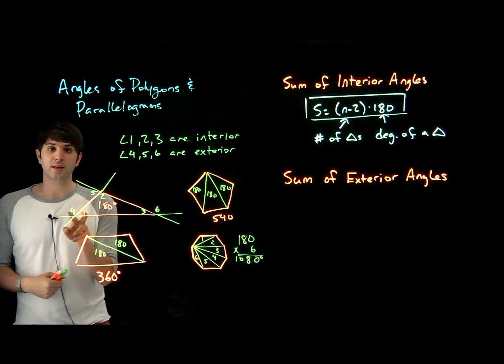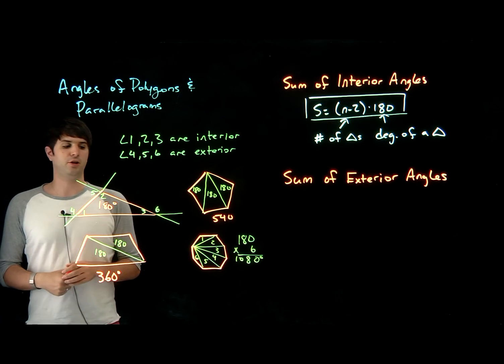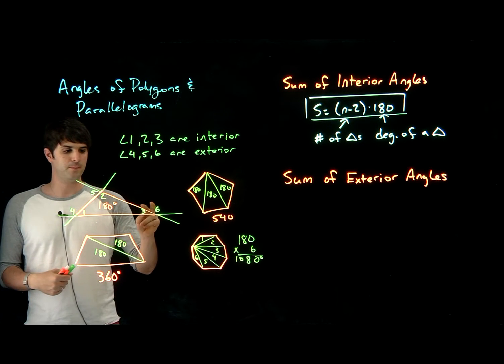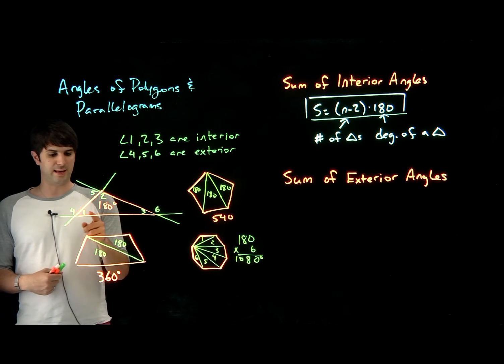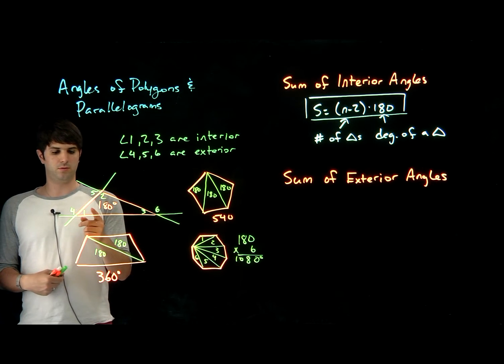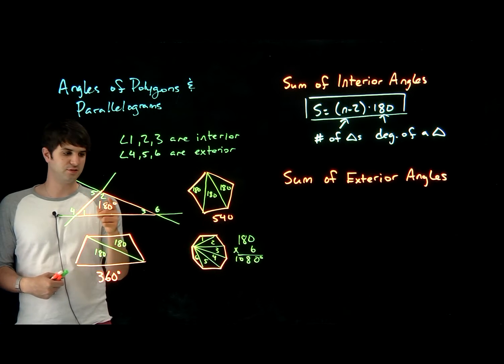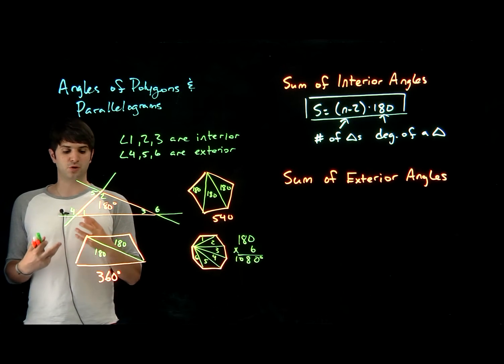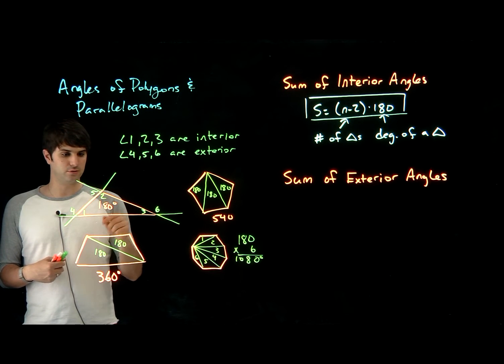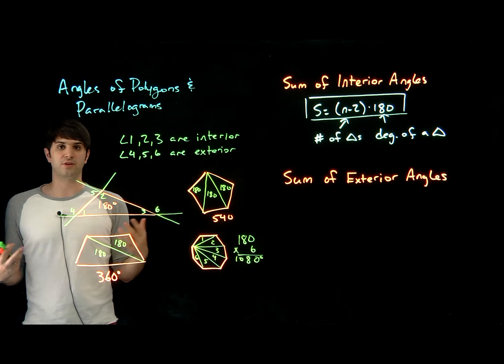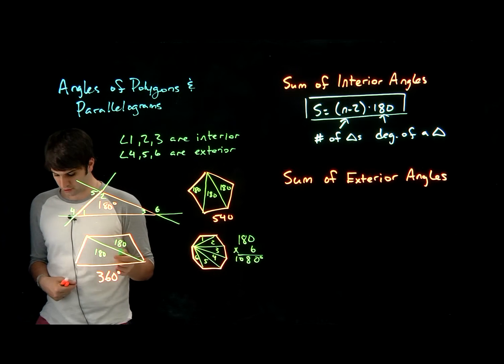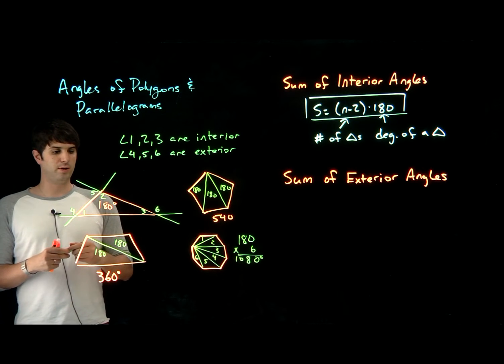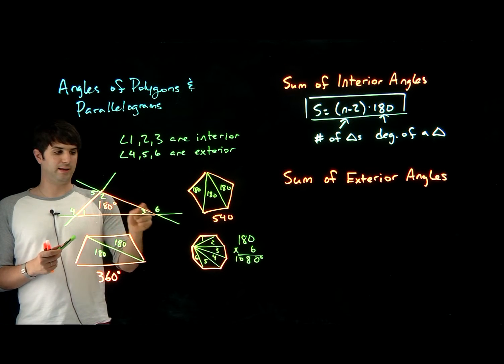1 and 4 is a linear pair. 2 and 5 are a linear pair. 3 and 6 are a linear pair. So if we add up all of these angles, 1 plus 4 plus 5 plus 2 plus 3 plus 6, that'll give us all the angles. And then if we subtract out the interior angles, then we're going to get the sum of the exterior angles. So let's do that here. We know that this is 180 plus 180 plus 180.